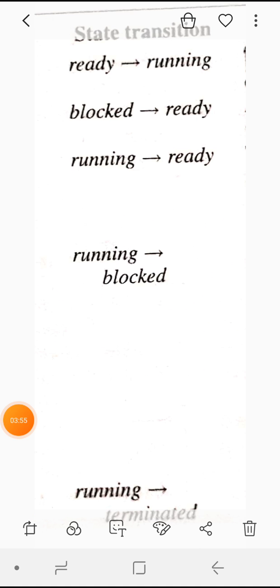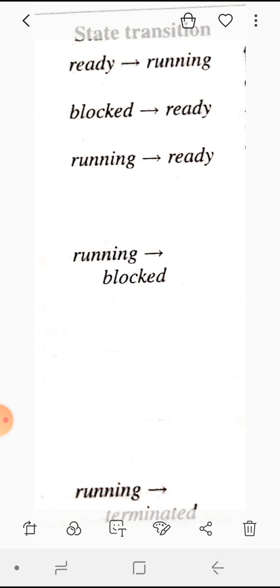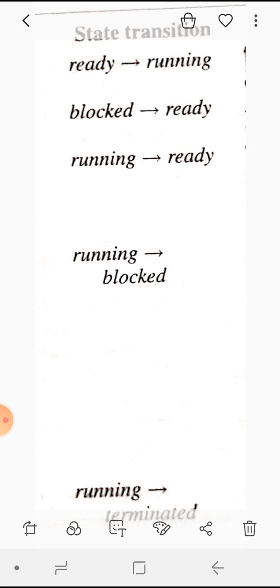I have already said these are the different state transitions we have. First we have ready to running. Ready to running occurs when the process is dispatched and the CPU starts resuming execution of its instructions. You can have a state transition from blocked to ready when a request made by the process is satisfied or the event for which it was waiting occurs. Next you can have the transition from running to ready when the process is preempted because the OS decides to schedule some other process.